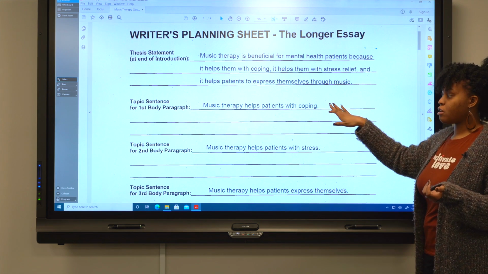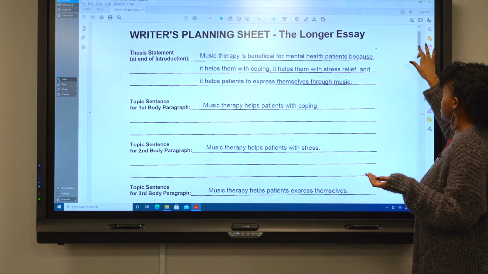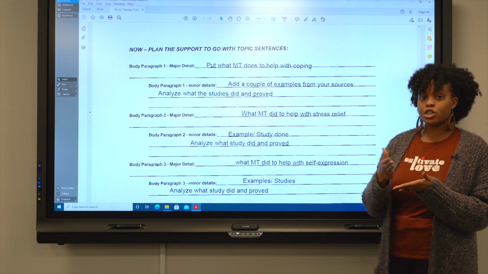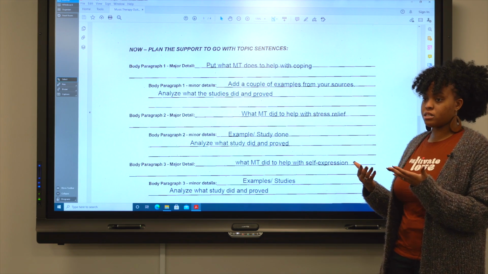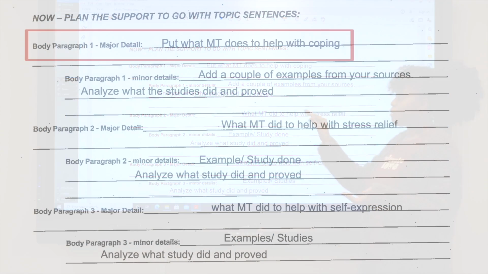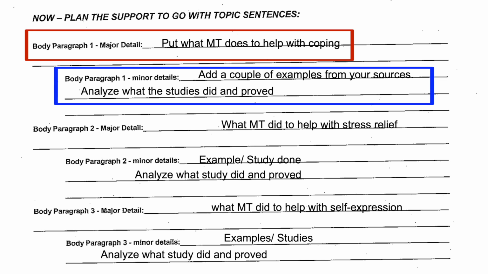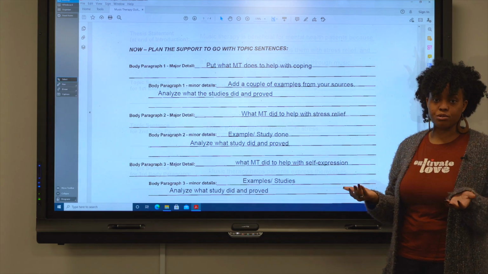After writing this first sentence, I'll scroll down to the bottom and I'll begin to break down this paragraph into major and minor details. When we were saying that our first paragraph would be about coping, I would put in our major details what music therapy does to help with coping. And then for our minor details, I would add a couple of examples from the sources that you have. And then after that, you would give an analysis of what the studies did and proved.